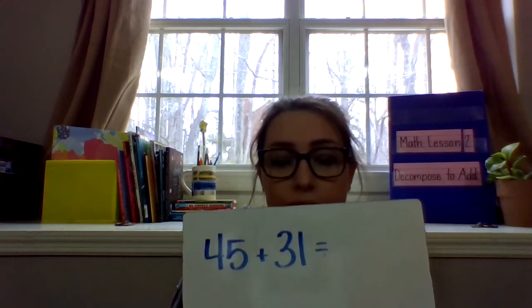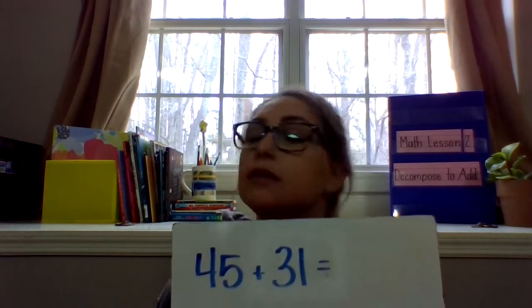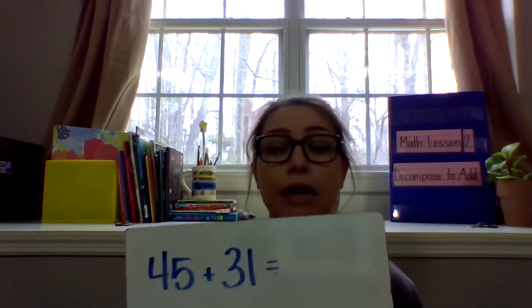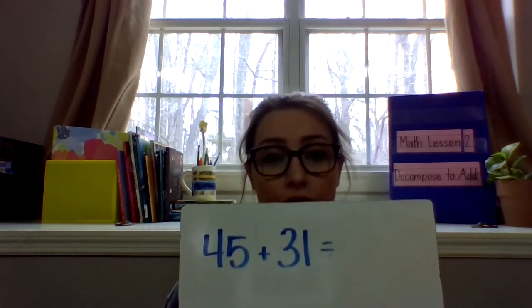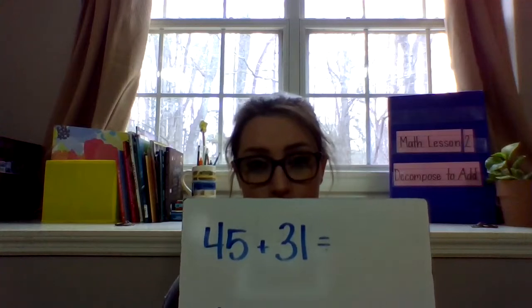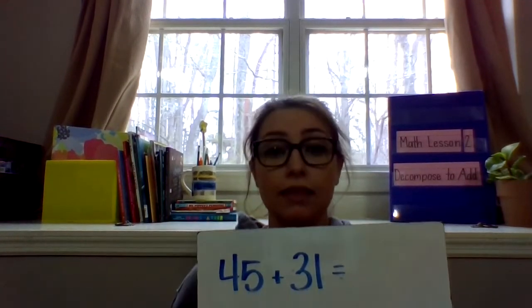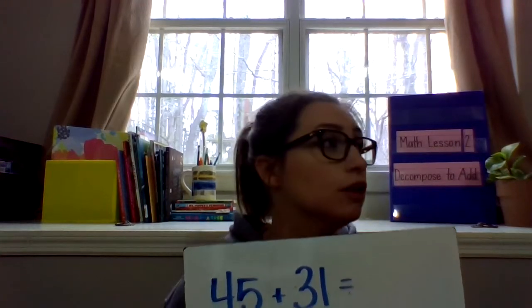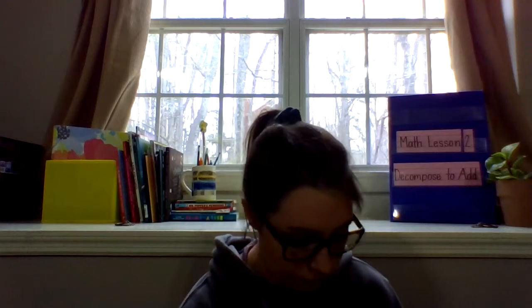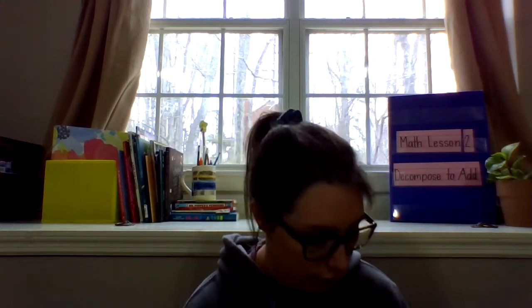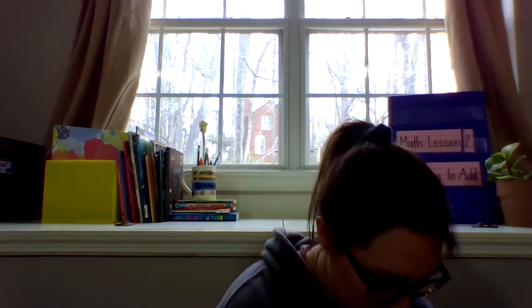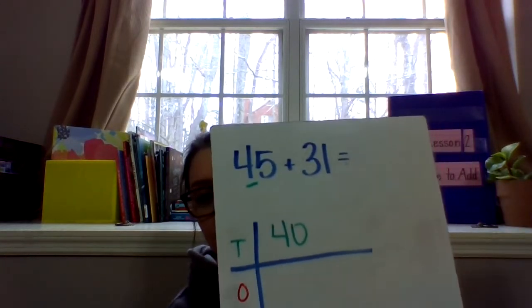So 45 plus 31, the first thing that we need to do is decompose those numbers into tens and ones. So I'm going to ask you, how many tens are in the number 45? That's right, there's 4 groups of 10 in the number 45. There's 4 groups of 10. So I can go ahead and write down 40 from the number 45 because I know that there's 4 groups of 10 in 45.